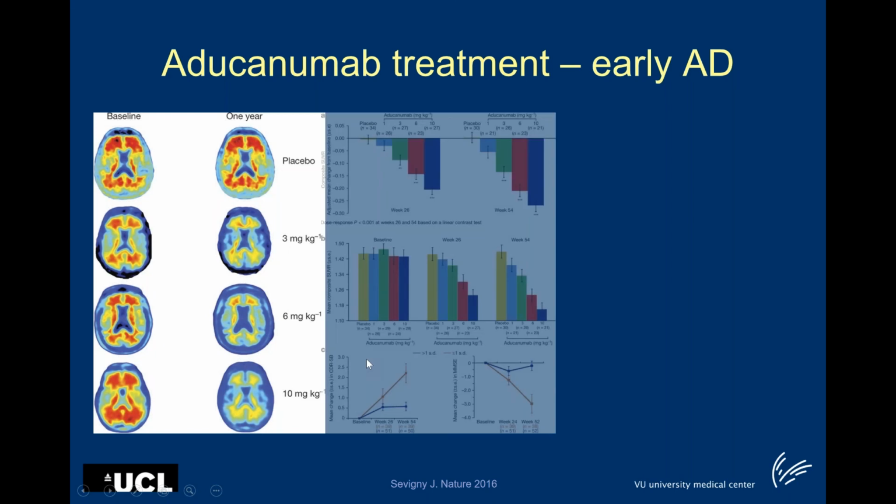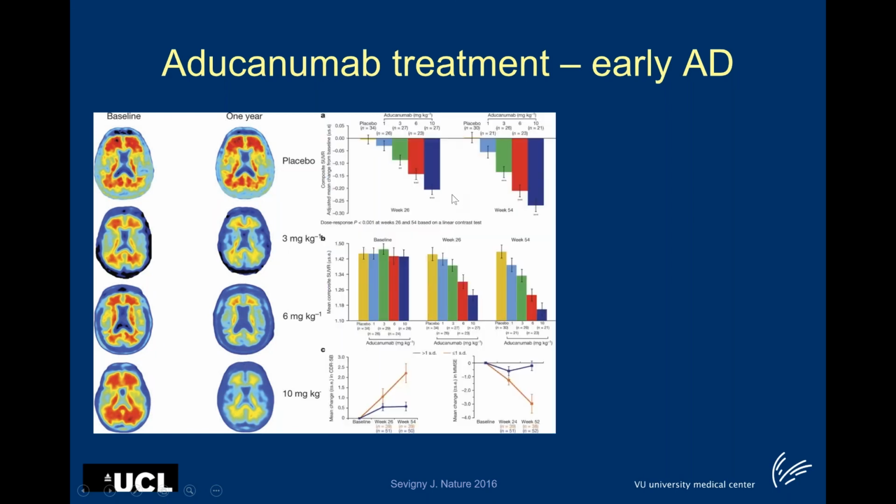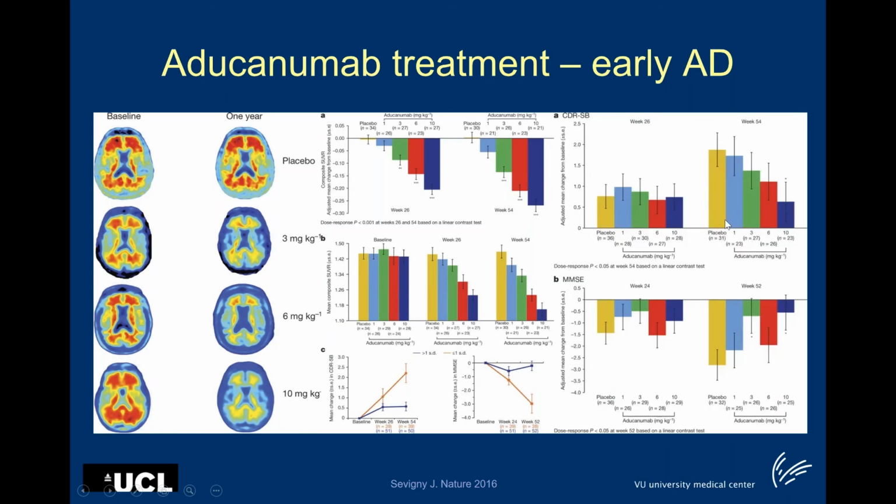In a dose-dependent effect, you see a removal of the amyloid. And the good thing is, in this study, there was also an effect on the cognition occurring. Oh, this is almost too good to be true. We really need to wait for the phase 3 studies, which are ongoing. So here's the effect on the MMSE. This is on the CDR sum of boxes.